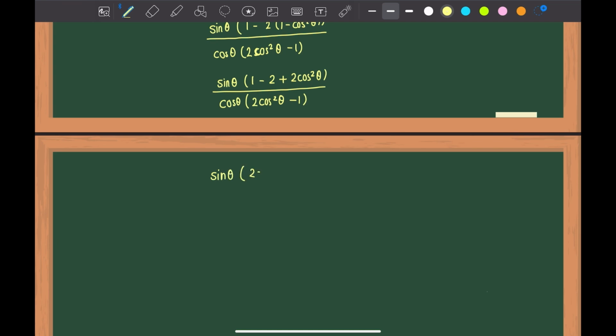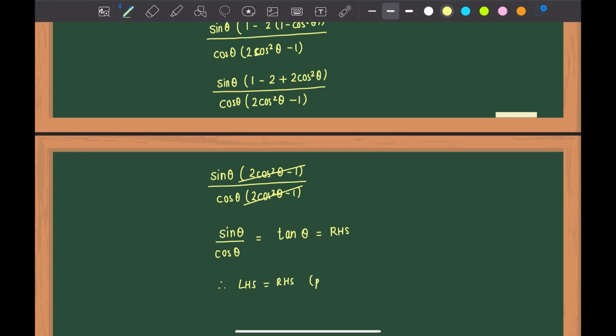That is, I can write this as 2 cos square theta minus 1 divided by cos theta and 2 cos square theta minus 1. So these two get cancelled from each other. So we are left with sine theta upon cos theta, which we know is equal to tan theta only, which is our right hand side. So therefore left hand side is equal to right hand side. This is how we can prove this particular question.